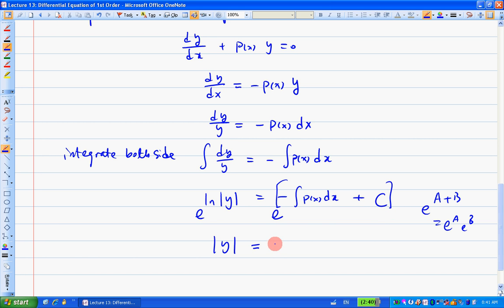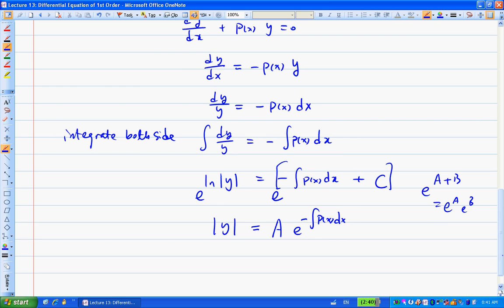Let's just call it a. Or you can call it c again, that's fine. And then the other part is just e to the power of the integral of p(x) dx. So that's basically the solution of that homogeneous differential equation.